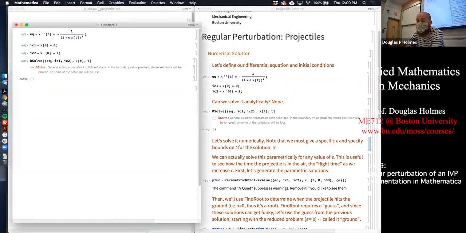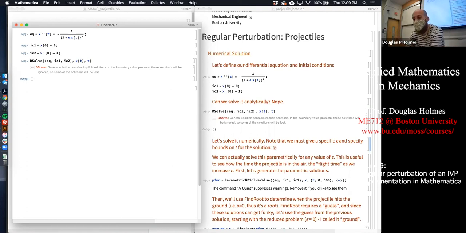So we can learn something, however, by solving this equation numerically. There's no harm, no shame in that. We are going to solve it numerically. The only downside is that we have to solve this equation for a specific value of epsilon, and we have to put some bounds on our independent variable for time. So we can't solve it for all time, and we can't solve it for all epsilon.